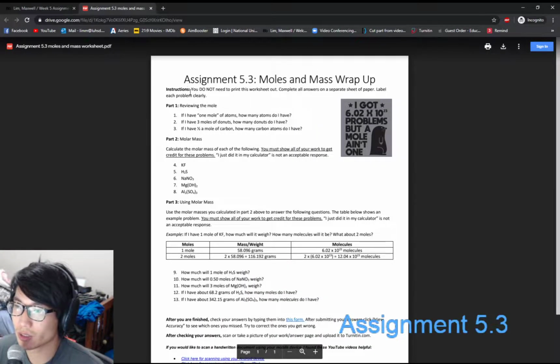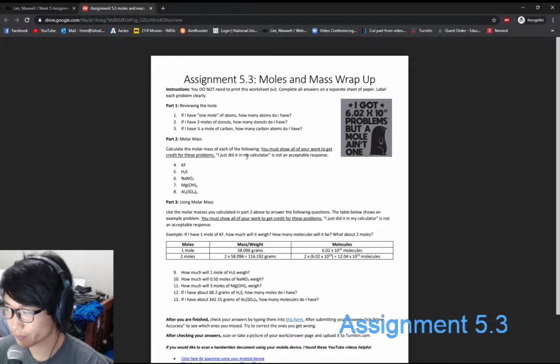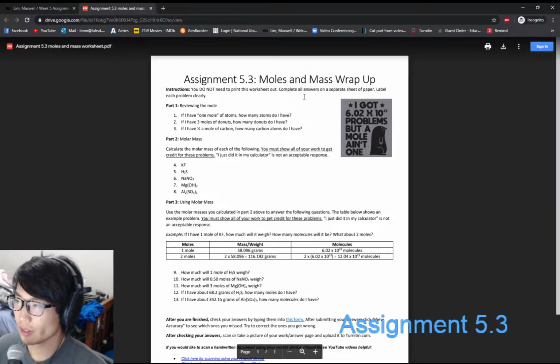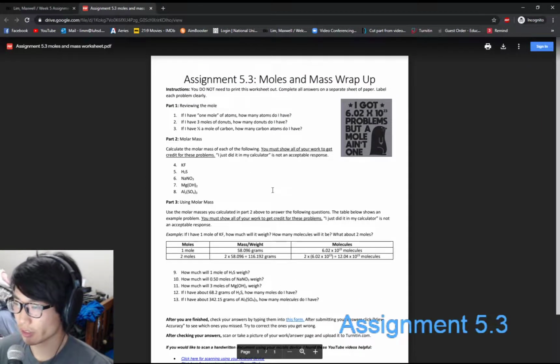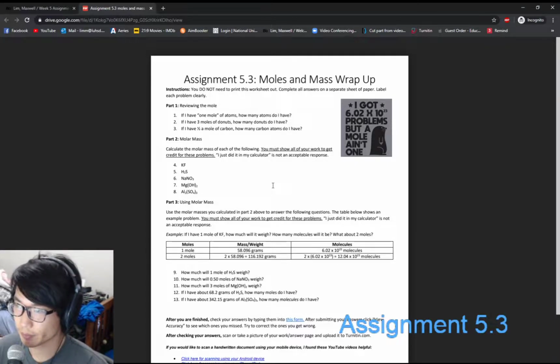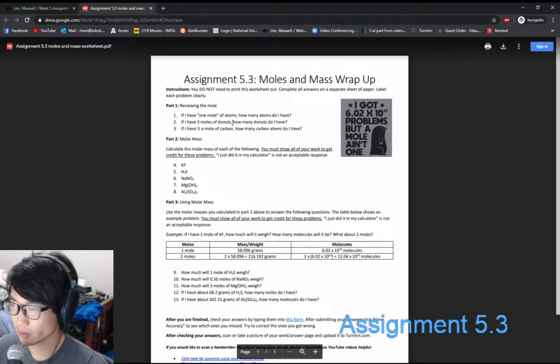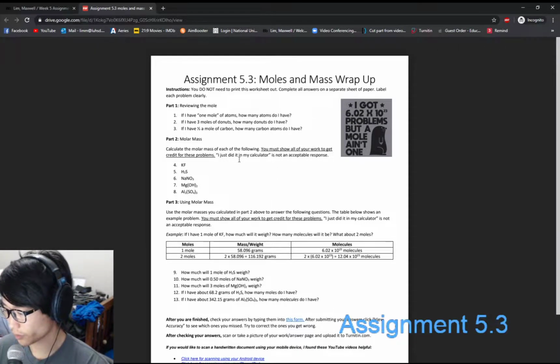You're going to open this and read the instructions, and it says you do not need to print this worksheet out. Complete all the answers on a separate sheet of paper, so a physical piece of paper. And then you're going to take a picture of it and submit it to turn it in. The reason we're doing that is we want to see your actual work on these. Okay, so I'm going to show you how to do this. Instead of a piece of paper, I'm just going to use a virtual piece of paper, which is my iPad.